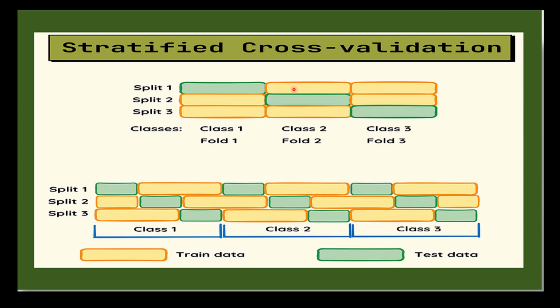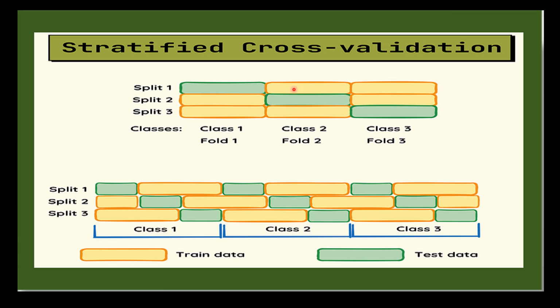Then comes stratified cross validation. This type of cross validation is useful when the data set is imbalanced. Imbalanced means one class has significantly more instances than the other. Stratified cross validation ensures that each fold has a balanced representation of classes.